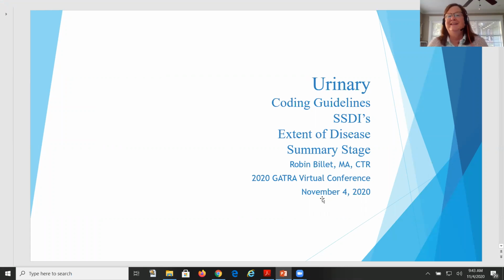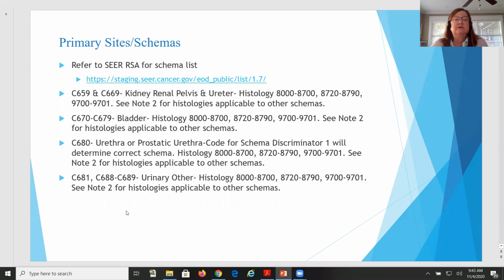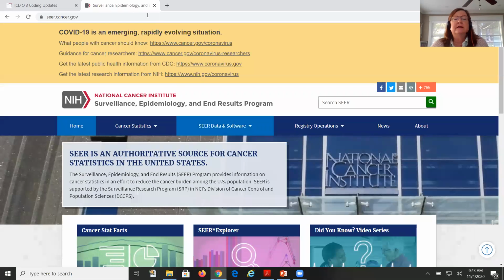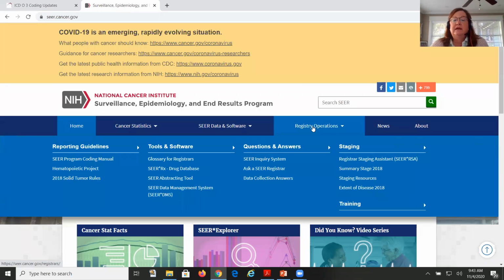Okay, so we're going to go over the coding guidelines, the SSDIs, extent of disease, and summary stage. This first slide is all the primary sites of the urinary system and the histologies and the appropriate schema to use for the histology. I have the link here for SEER RSA, but I want to show you quickly how to navigate to that and how they show us which schema to use for which primary site and histology.